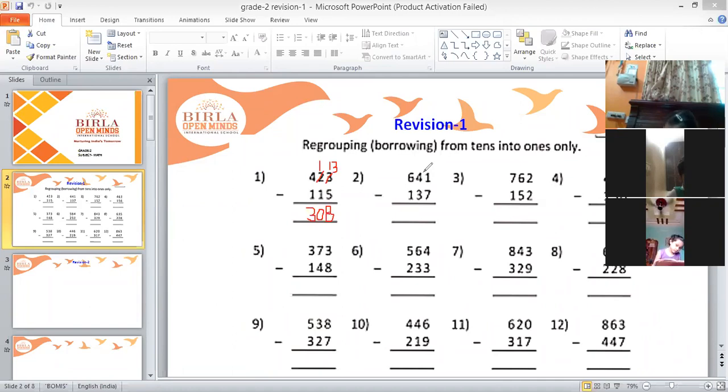3. Yeah, so children, we will cut this 4. So this 4 will become 3. And what will this 1 become? 11. Very good. So this 1 will become 11 now. So we will cut this 1 and we will write 11 here. Now tell me 11 minus 7 how much? 4. Very good. So 11 minus 7 is 4.